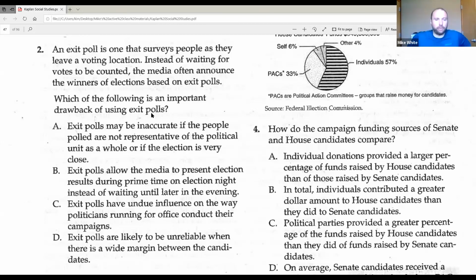Let's look at D. D says exit polls are likely to be unreliable when there is a wide margin between candidates. In other words, the exit polls are likely to be wrong in the situation where you have a big gap between the candidates. One of those is true and one of those isn't. And in this situation, D is the one that's false, and A is the correct answer. Think about it. If exit polls are just getting a general sense of what people's votes are, then they should be fairly reliable if one candidate is way above the other. Exit polls might vary a little bit, but not enough to really be wrong. Whereas with A, exit polls are not perfect. They're just getting a general sense of things. If the election is very close, then it's possible for those exit polls to be wrong.